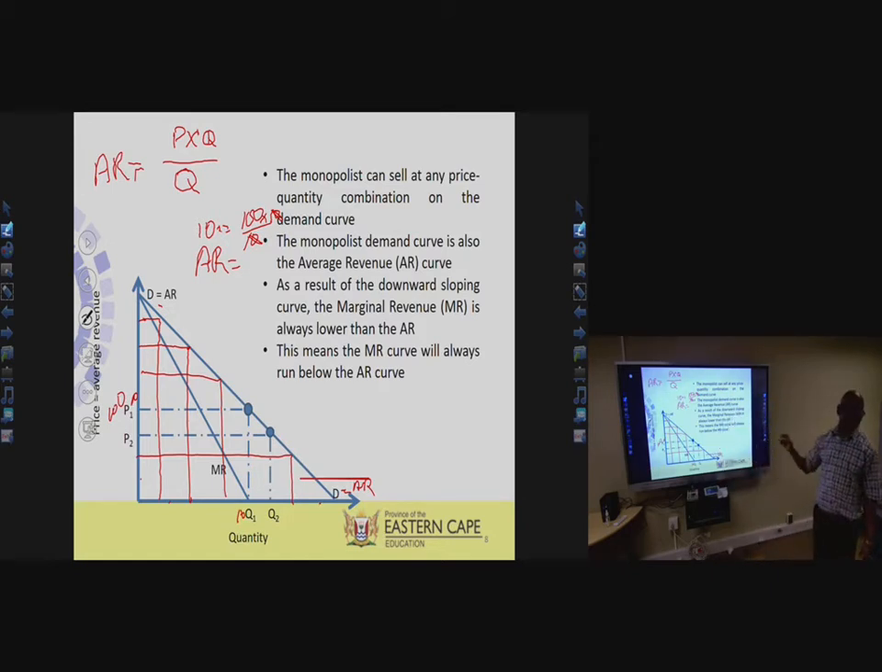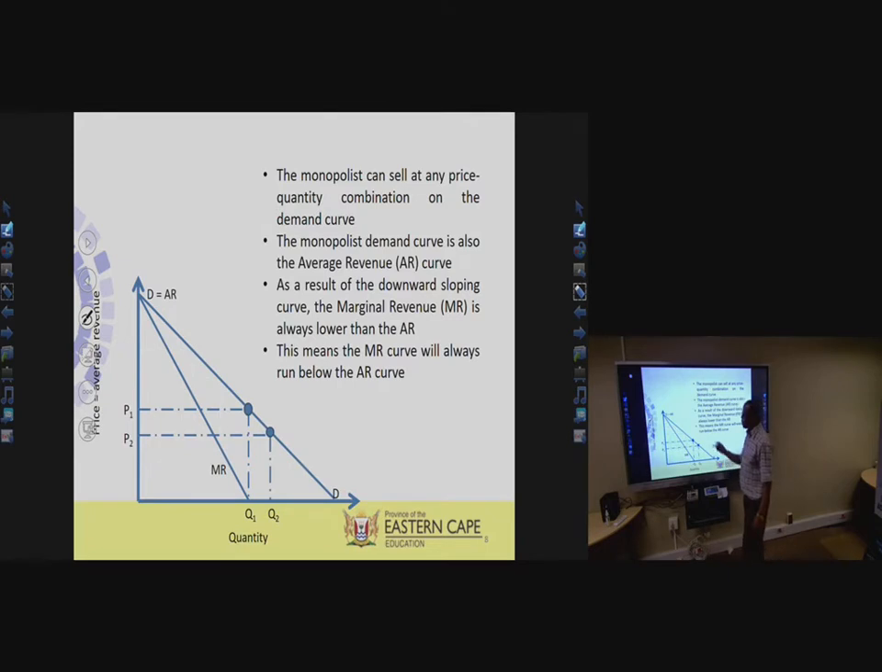Your average revenue is equal to 100 times 10 divided by 10. Then 10 divided by 10 goes there once, and then you are left with 100. Therefore, you are left with 100. Therefore, it is equal to your price.